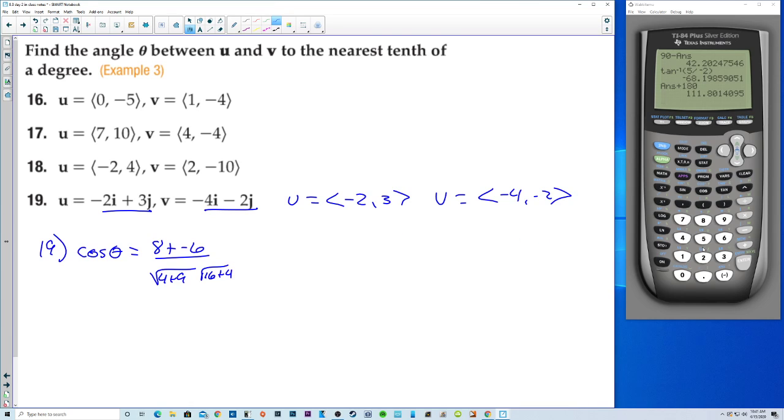2 divided by square root of what? 13. Square root of 13, and then we divide by square root of 20. We need something between -1 and 1. Got it. Cosine of theta is equal to 0.124. Keep on going with that. Inverse cosine of the answer. So we're looking at 82.9 degrees, rounded to the nearest tenth.